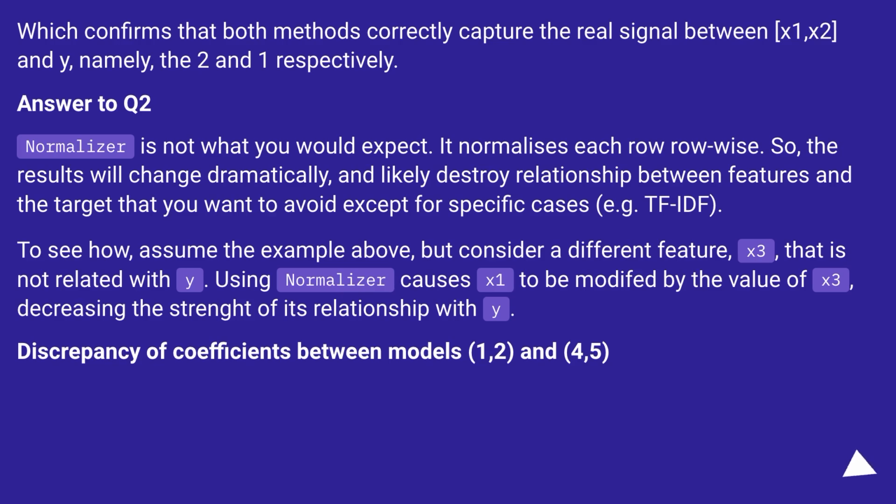To see how, assume the example above, but consider a different feature, x3, that is not related with y. Using Normalizer causes x1 to be modified by the value of x3, decreasing the strength of its relationship with y. Discrepancy of coefficients between models 1, 2, and 4, 5.